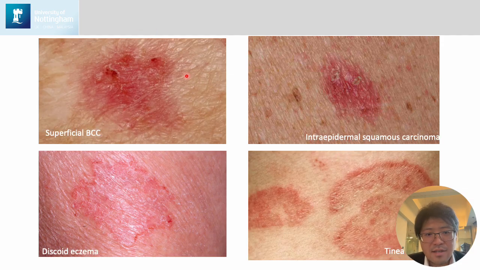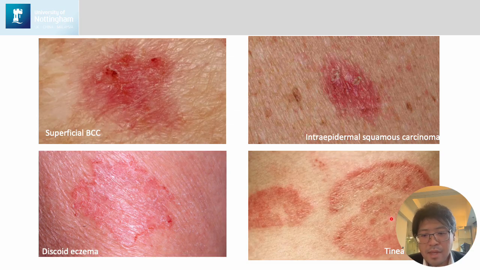So you have seen these pictures in the previous slide. This is superficial BCC, but it can be very difficult to tell it apart from the IEC, which is the intermediate step before it becomes squamous cell carcinoma. Discoid eczema is a special type of eczema that can be very, very itchy, and of course the treatment will be similar to eczema with, for example, very potent topical steroids, and not the same as basal cell carcinoma.